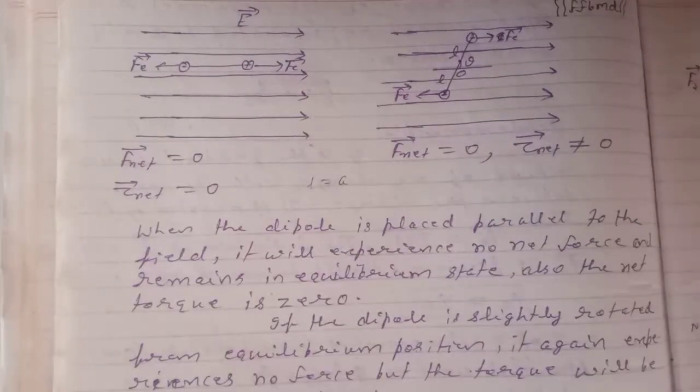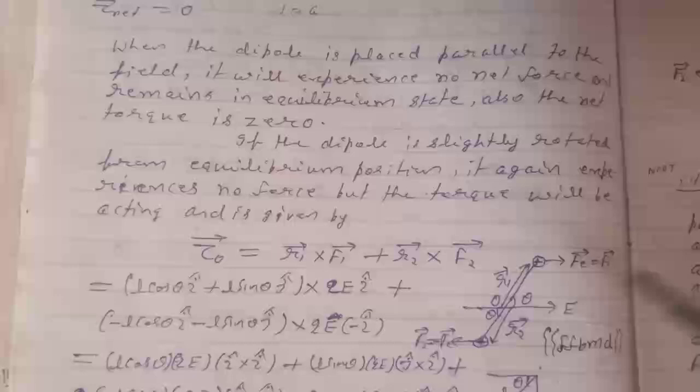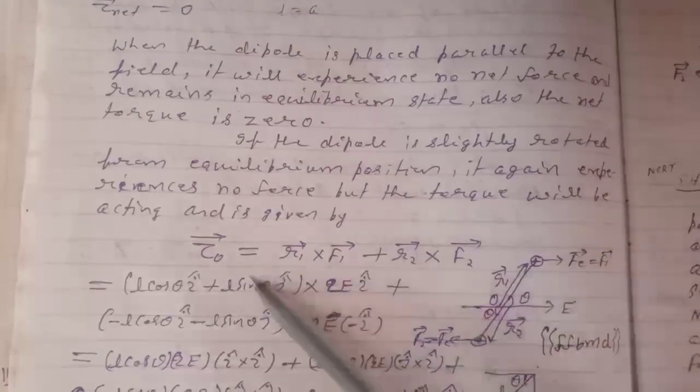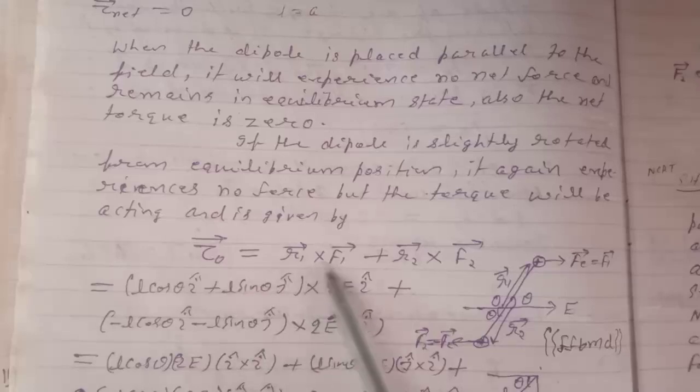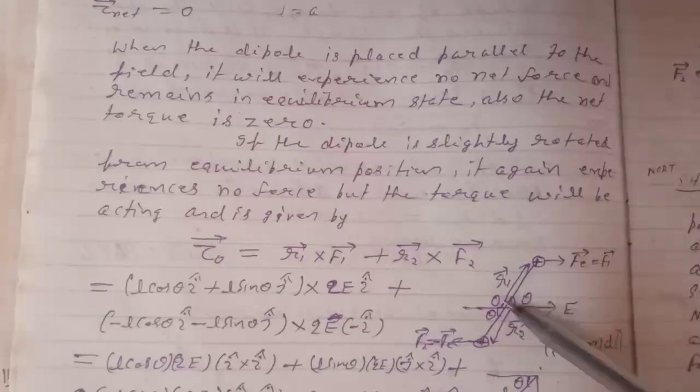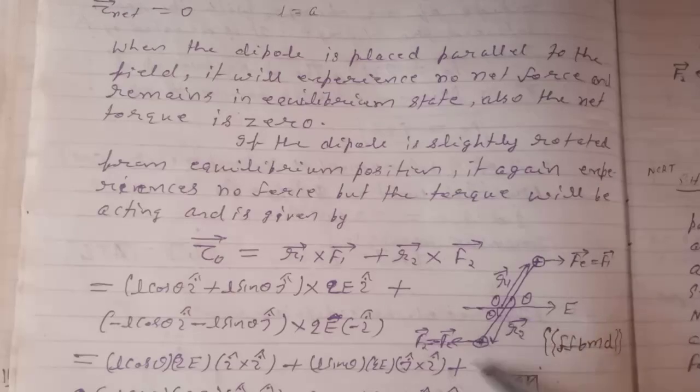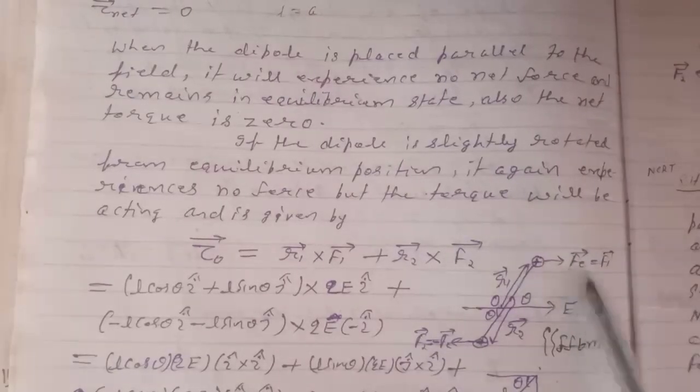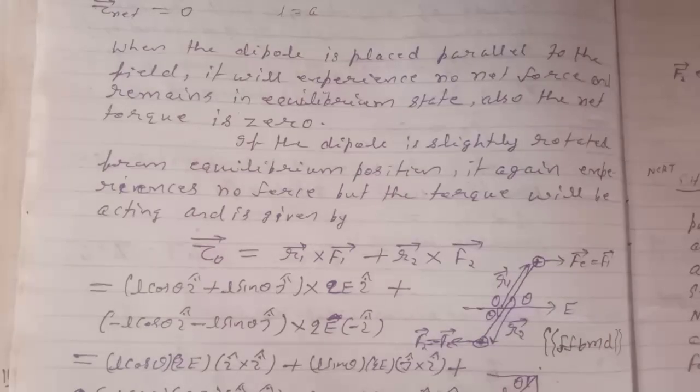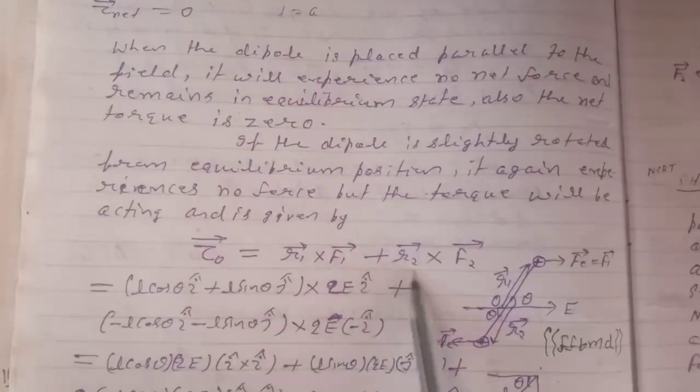So tau equals R1 cross F1 plus R2 cross F2. This distance is represented as R1 and this distance is R2. We are taking distance from the origin. This is angle theta and this is angle theta, and the force is acting in this direction and in this direction. We consider this as F1 vector and this as F2 vector, because the direction is opposite. So tau O equals R1 cross F1 plus R2 cross F2.